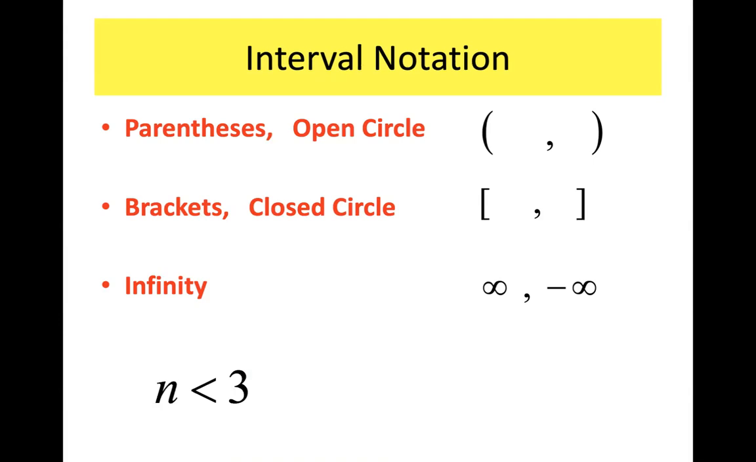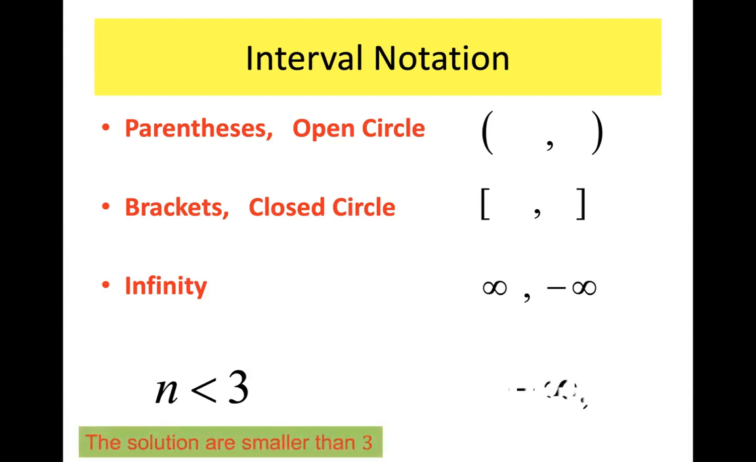How about this one? n is less than 3, so that means all the solutions are smaller than 3. Well, that means they start at negative infinity and they go all the way up to 3, but they don't include 3. Since infinity always gets a parentheses, the left side will have a parentheses, and the right side, hey, it's strictly less than, there's no line underneath it, so it will also get a parentheses. So there is that expression as answered with interval notation.